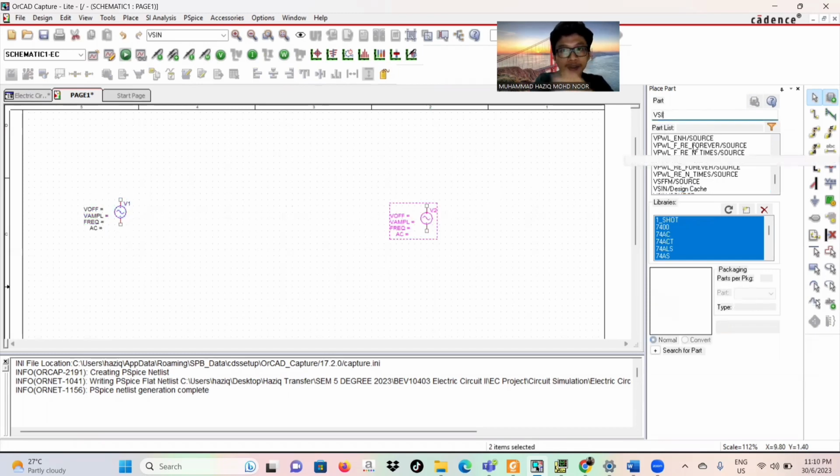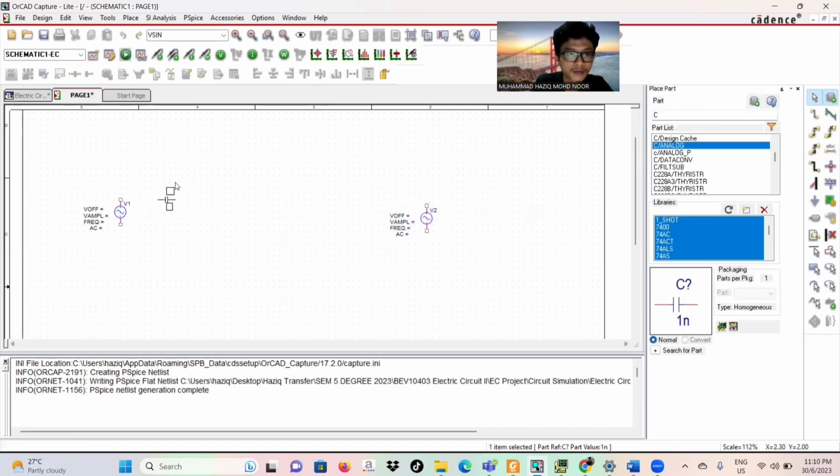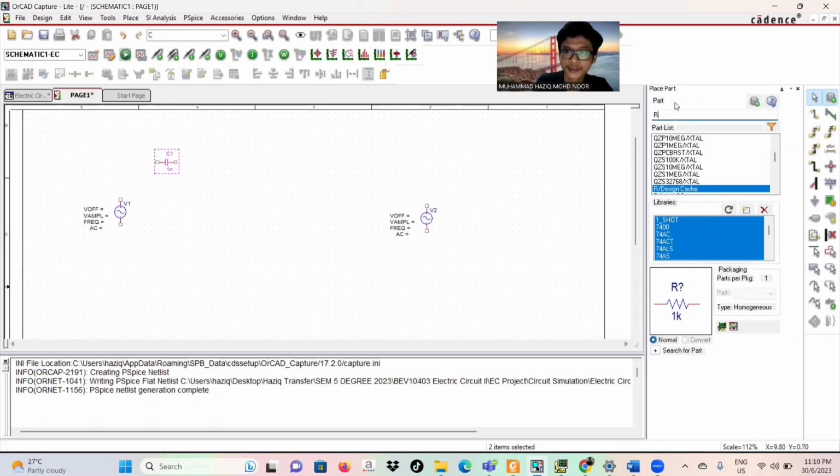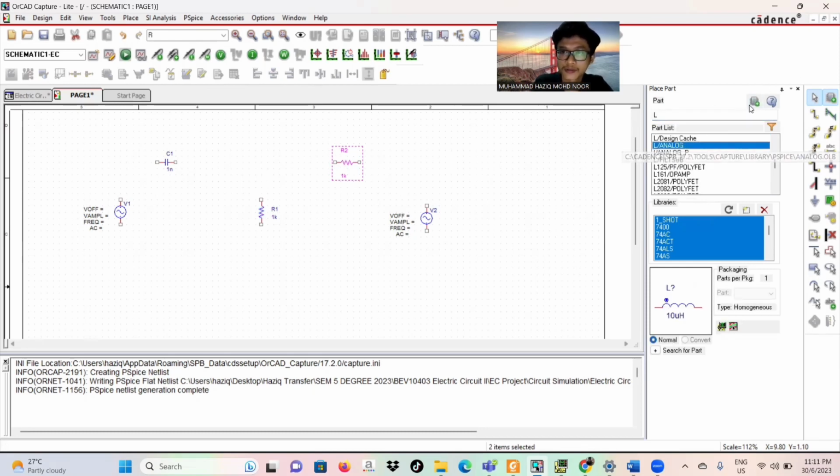After that, we input the components. Firstly, we input the capacitor over here, and a resistor over here, which is for the industrial load, and the impedance load over here. And lastly, we input the inductor over here, and one is over here.